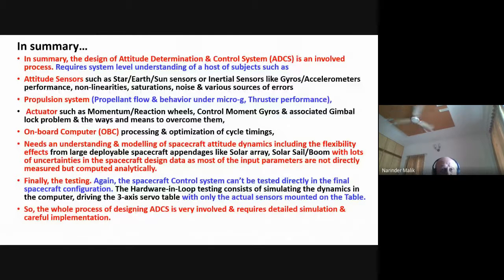So these are the things. This is a very important thing under safe mode condition, or during the various maneuver, orbit adjustment maneuver condition. This is a very important parameter which requires a constant interaction between the propulsion system design and control system design. Then, of course, actuators like control moment gyros, they have a gimbal lock problem. Then you have to have ways and means to overcome them.